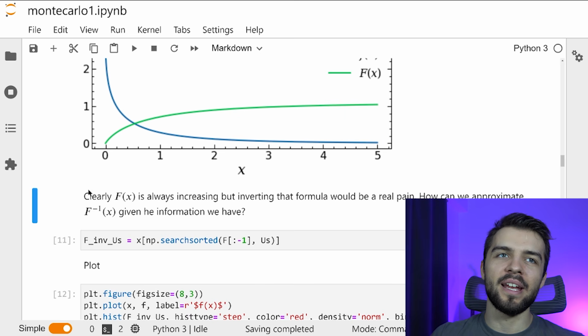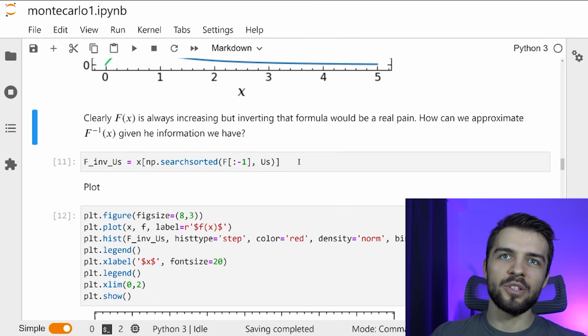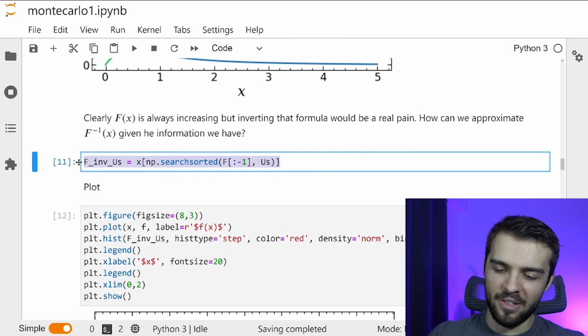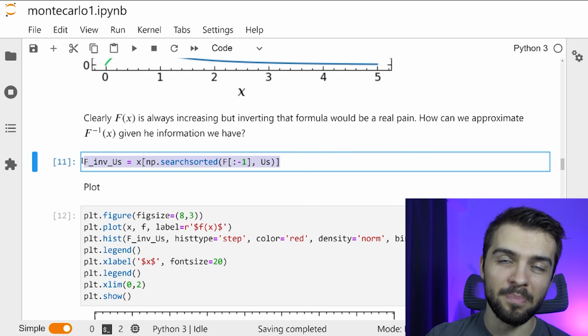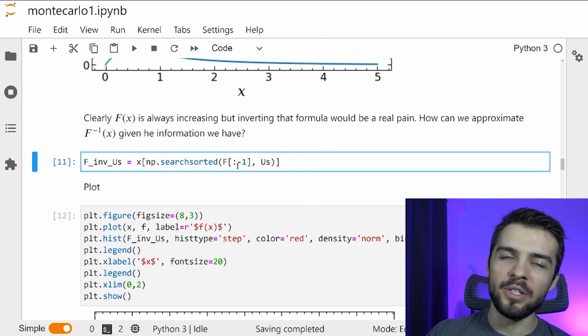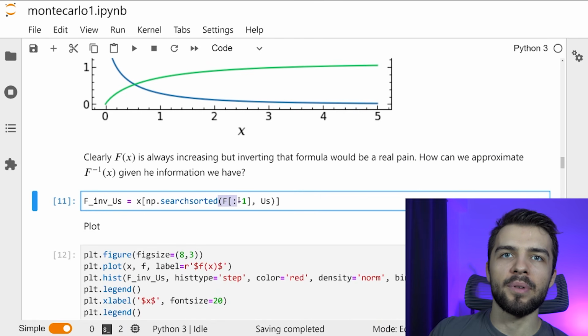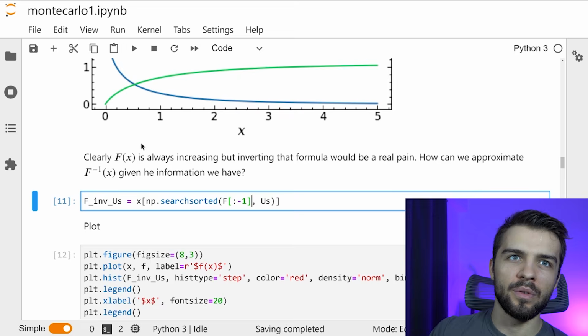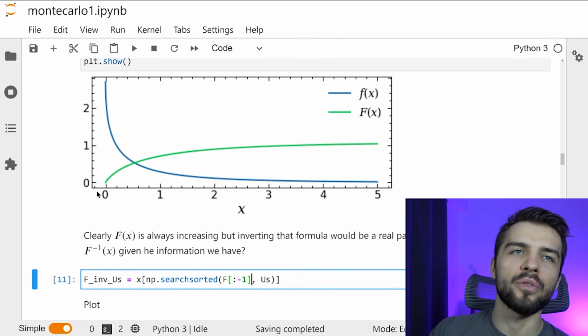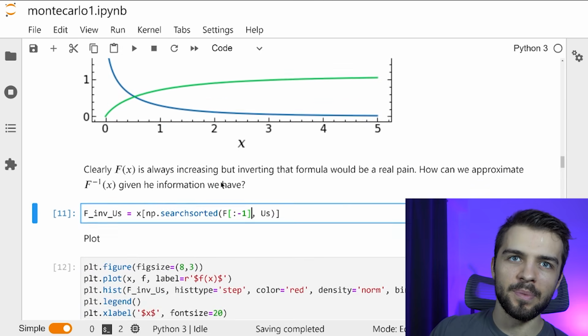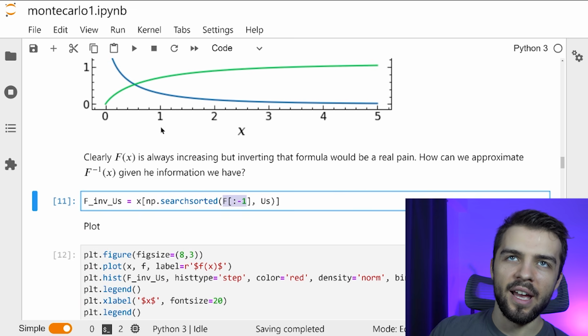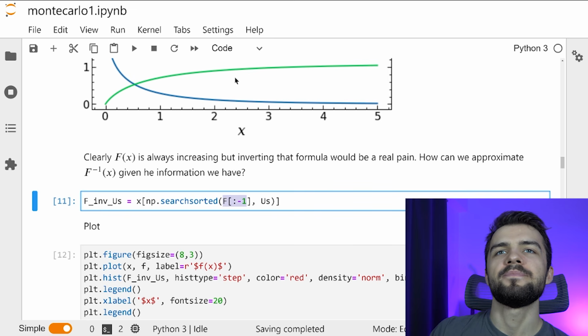And so how can we approximate F inverse of x given the information that we have? Well, it turns out you can do it in this one line here, and that's obviously really fast, and I'll explain it. But here's what we do, and this is essentially what's going on here. So I take my capital F, and I go from the literal numerical values that I've plotted here, right? That's what the capital F array is. And I go from the first point to the second last point here. So those are all my values, right?